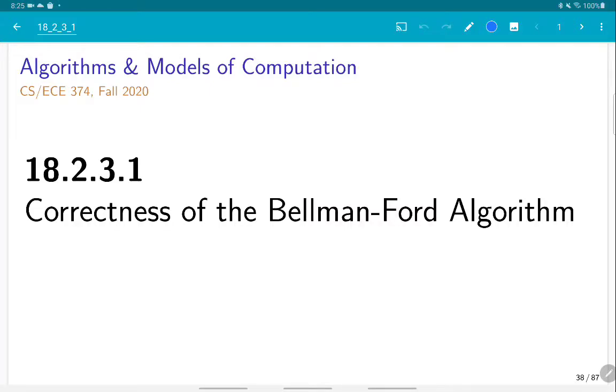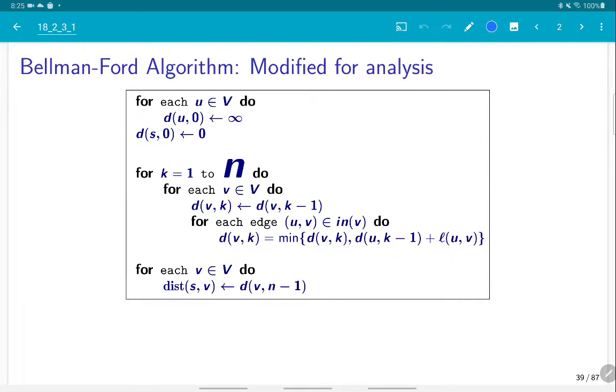Okay, so our next task is to prove the correctness of Bellman-Ford, and it turns out that it's useful to modify the algorithm slightly. In the classical setting, the loop goes to n minus 1, but in fact it's easier to think about the version where we go up to n. This is only for analysis purposes, and it doesn't affect the asymptotic running time, because the running time remains the same in O notation.